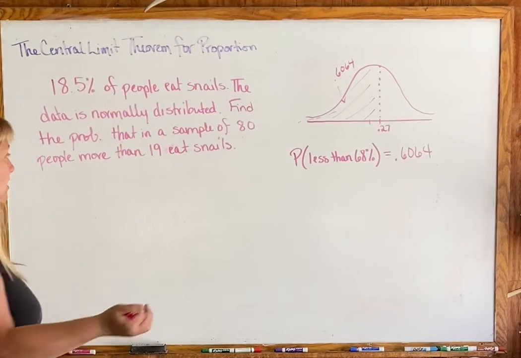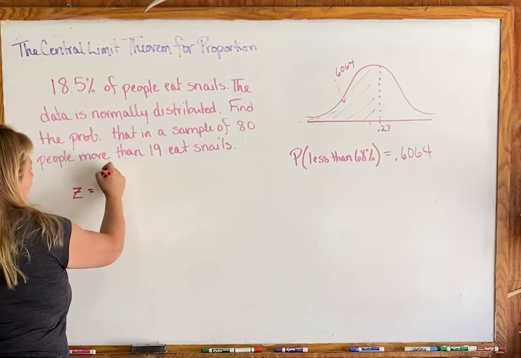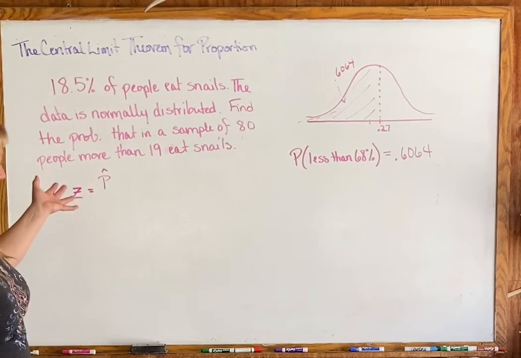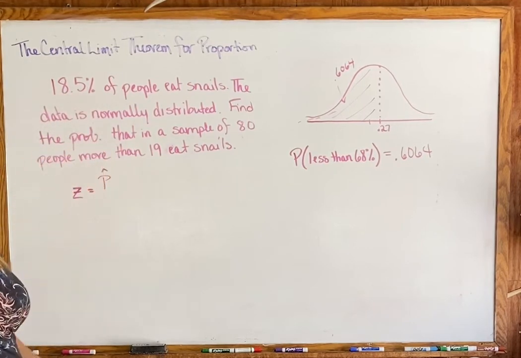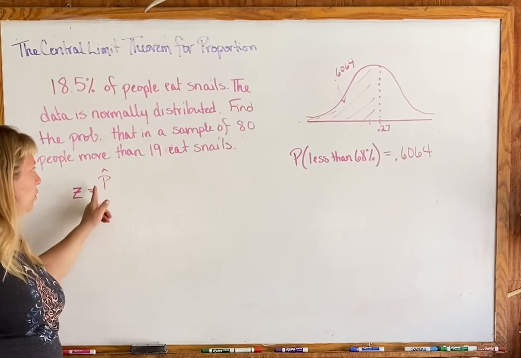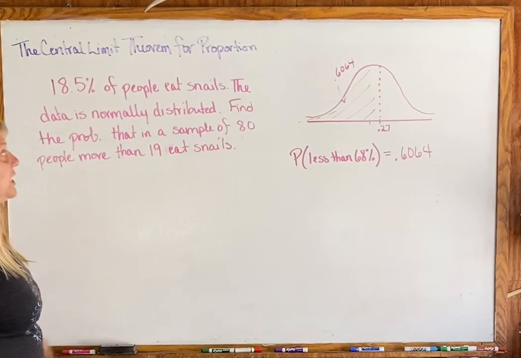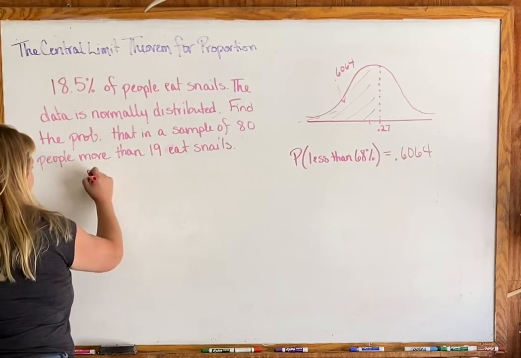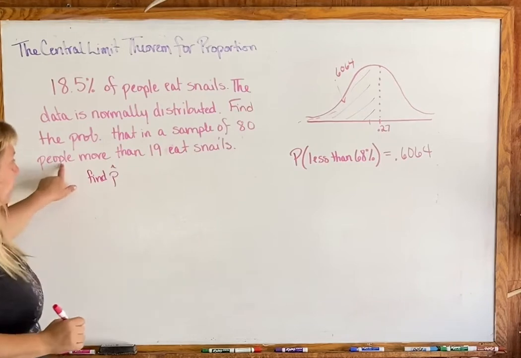So the first thing to do would be to find a z-score. But that first part of the z-score is the p-hat. And we've got p, but we're not given a p-hat here. So before we're ready to actually start with the z-score, we need to find our p-hat. In this example, we have to create it ourselves.